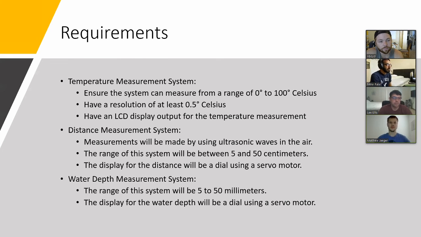The requirements for the temperature measurement system: we have to ensure the system would measure a range of 0 to 100 degrees Celsius, have a resolution of at least 0.5 degrees Celsius, and have the LCD display output the temperature measurement. For the distance measurement system, the measurements were made using the ultrasonic sensor. The range was to be between 5 and 50 centimeters, and the display for the distance would be a dial using a servo motor. And then for the water depth measurement, the range of this system would be between 5 and 50 millimeters, and the display would also be a dial using a servo motor.